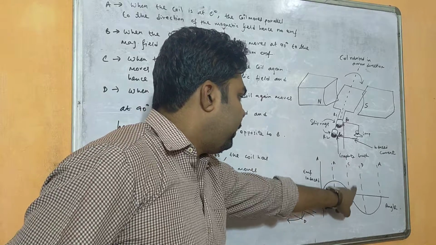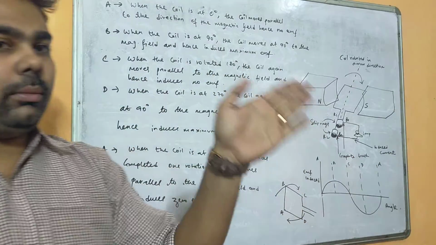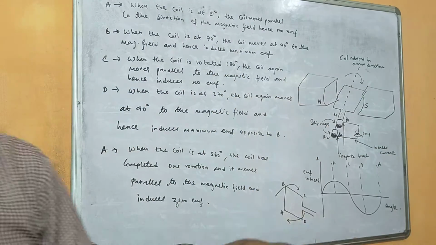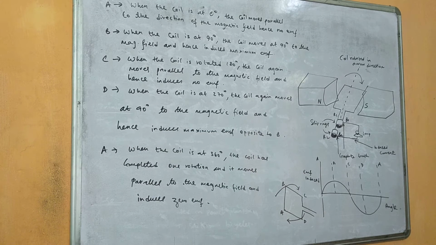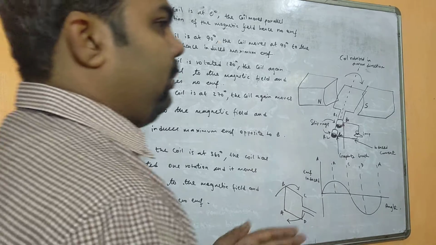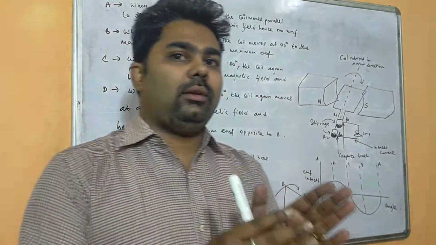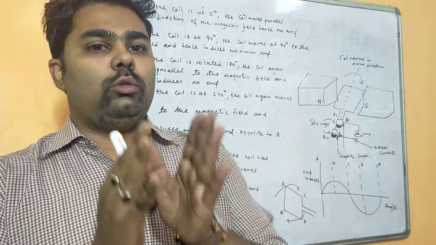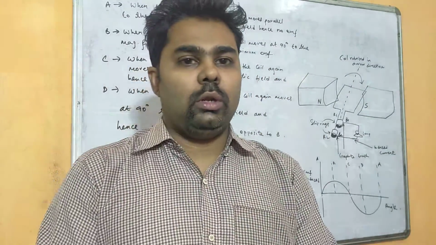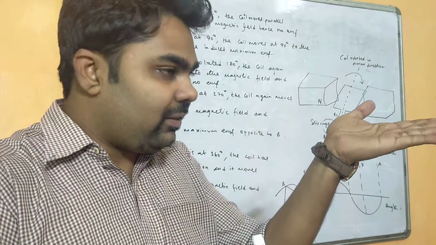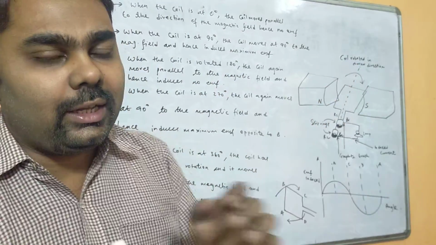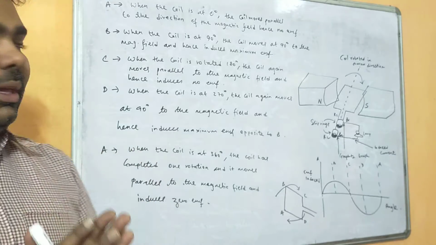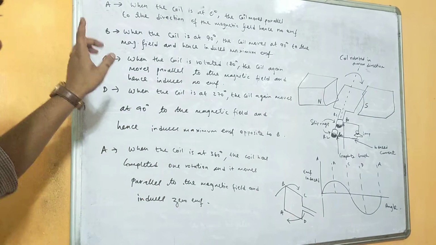Similarly at point C, when from 90 degree it comes to 180 degree, that is opposite phase, the coil again moves parallel to the magnetic field and hence induces no EMF. So as long as the coil is parallel to the magnetic field, no EMF is being induced. But when that position changes to 90 degree or 270 degree, it induces maximum EMF, right? So this was the position.